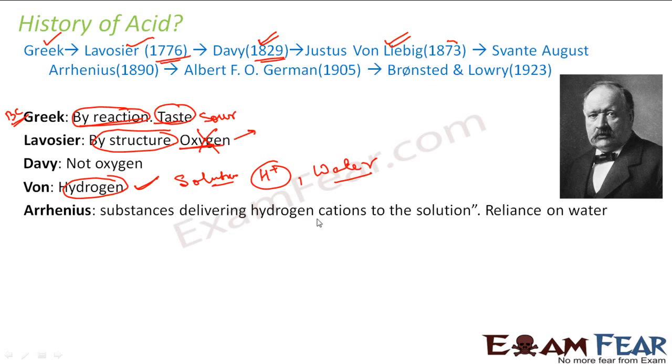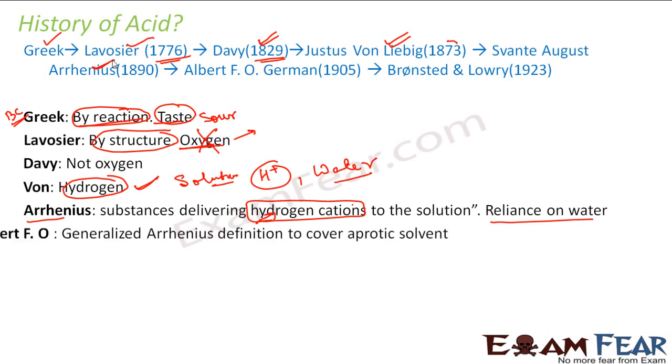the substance which delivers hydrogen cations, H plus ion, to solution is an acid. In this case, he is relying on water. Sorry for that. So this guy is still relying on water. He's saying that anything, when you put it in water, if it delivers H plus ion, is an acid. And this definition came in 1890, right? This guy needs water for that.